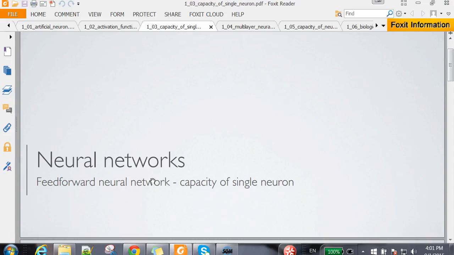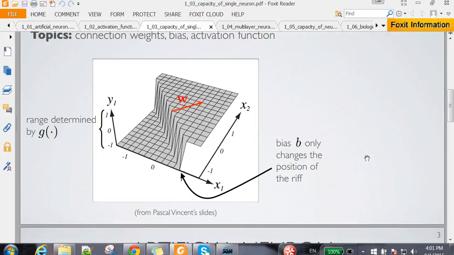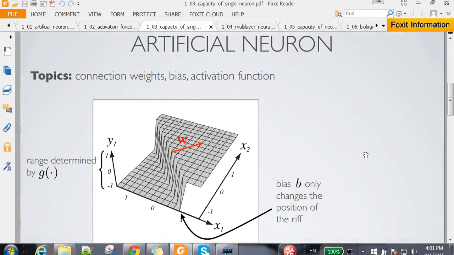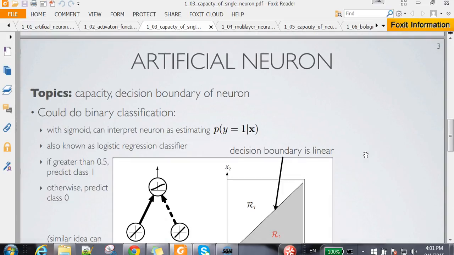Okay, so now we're going to talk about the capacity of a single neuron first, because we'll start out with the single neuron. And capacity means what kinds of functions can we model using this. And we're talking about here when we have a sigmoid function. So we said that we can put all kinds of different functions into a neuron as the activation function, but we're going to talk specifically here about a sigmoid function.